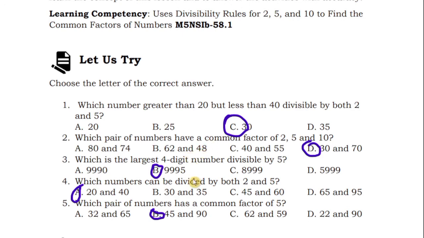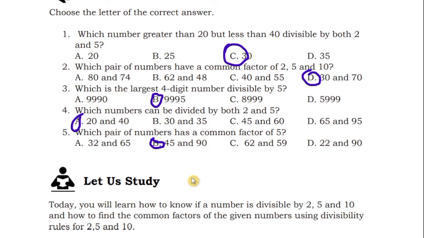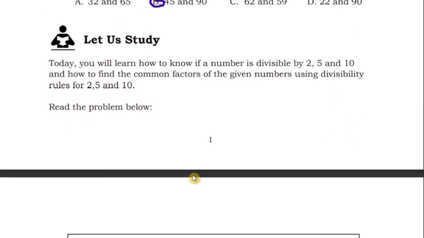Okay, so let us study. Our main concern is what the divisibility rules are when we divide by 2, 5, and 10, and how to find the common factors of given numbers using the divisibility rules for 2, 5, and 10.